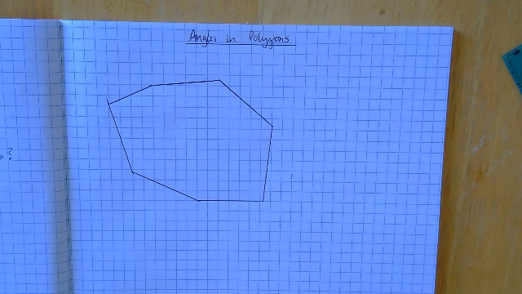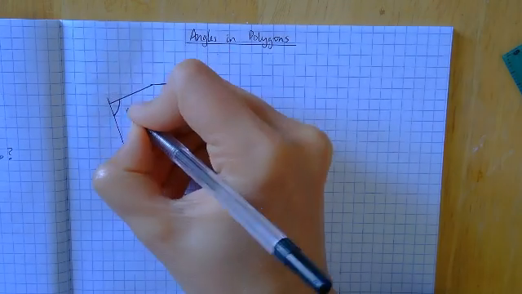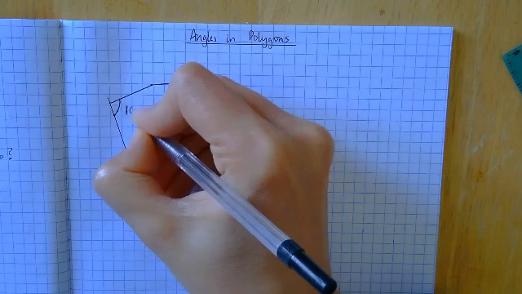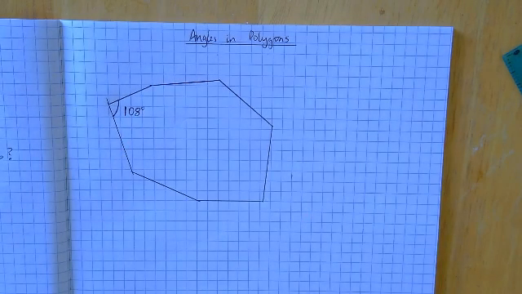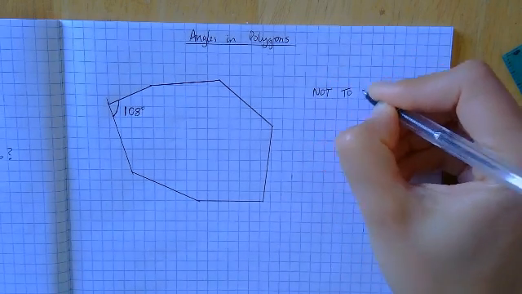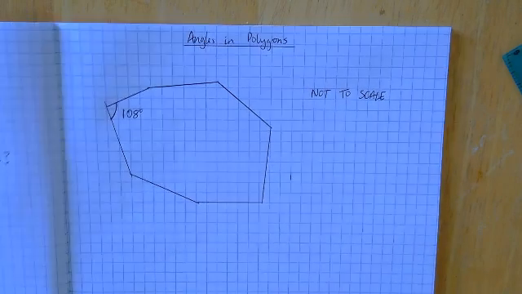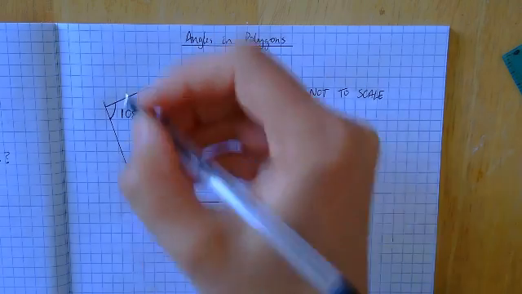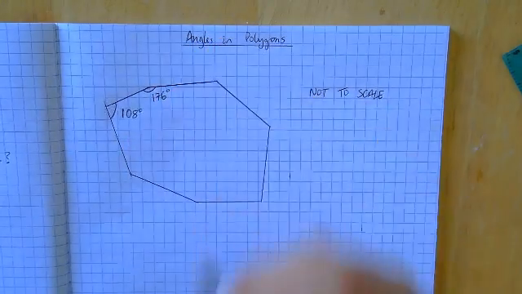So let's start by labelling some of these angles. Okay, so let's say that this angle here is 108 degrees. Now, I'm not using a protractor here, so I'm kind of making these angles up. In an exam, they would often write that the picture is not to scale. That means please don't use a protractor, use all the other maths that you've learnt to help you answer this question. Right, let's say this angle is 176 degrees.